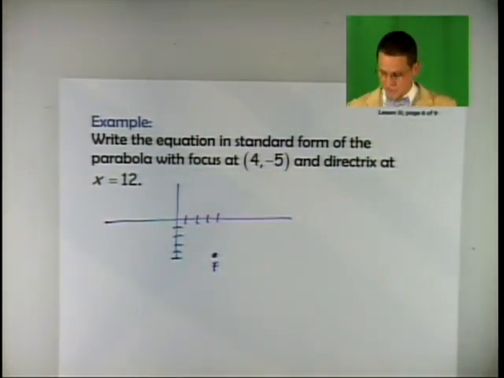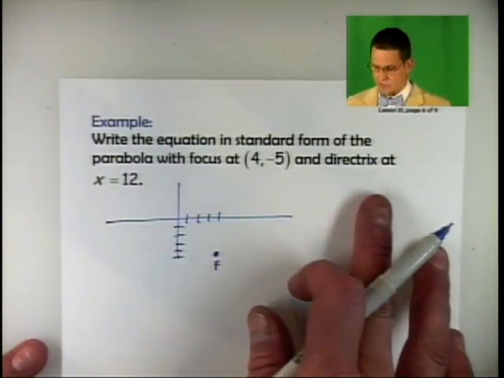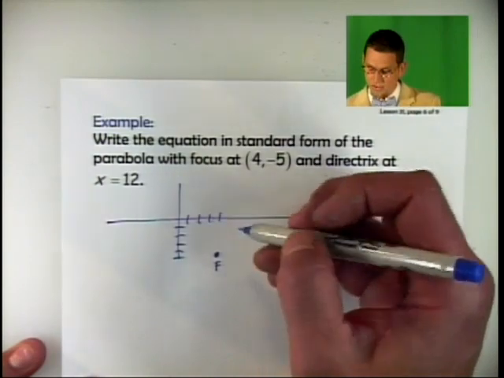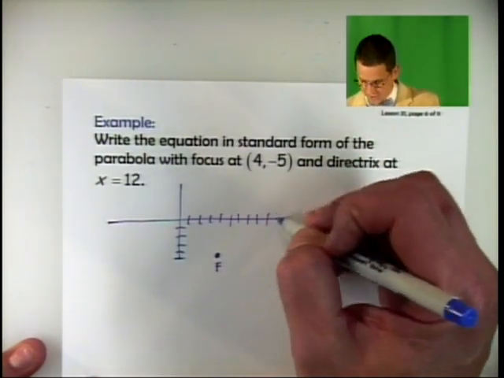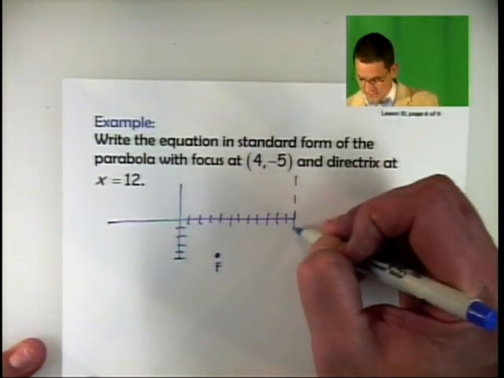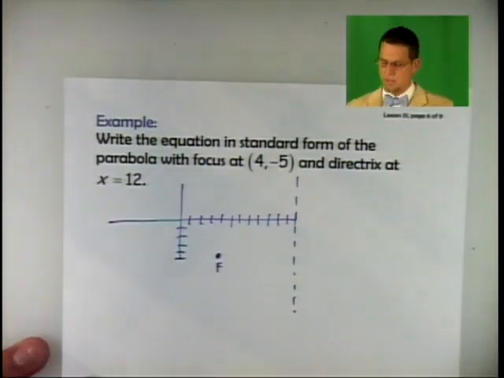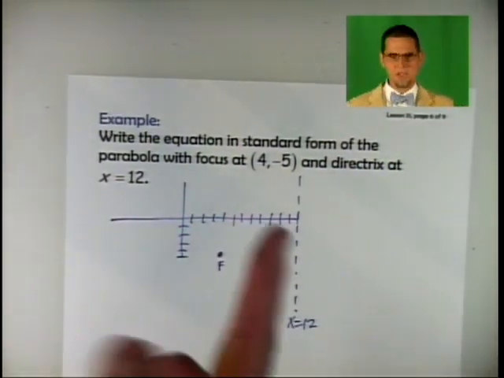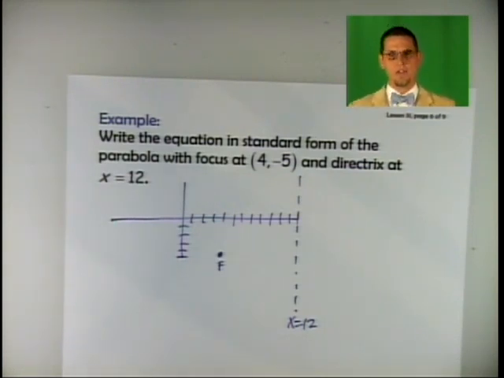Okay, it's not the vertex. It is a point, though. And the directrix is at 12. Ooh, that's way out here. X equals 12. 1, 2, 3, 4, 5, 6, 7, 8, 9, 10, 11, 12. That is a vertical line. X equals is a vertical line. Y equals is horizontal. Based upon those two things right there, you actually know if it opens vertically or horizontally, and you also know if it opens left, right, or up or down. You know it, right? Okay?